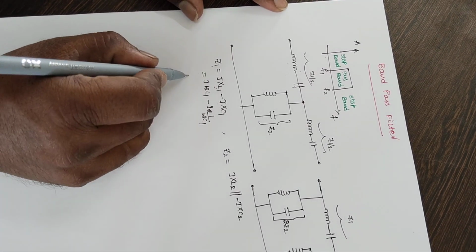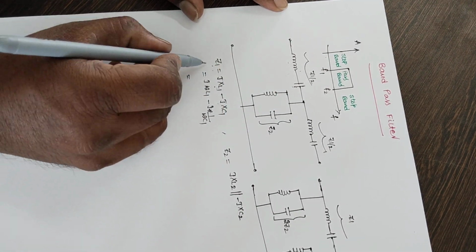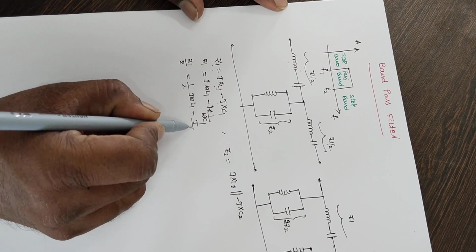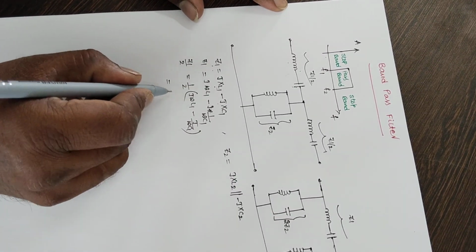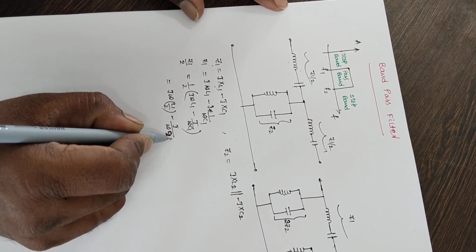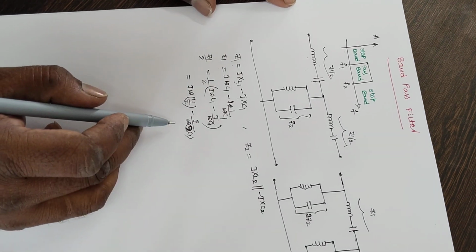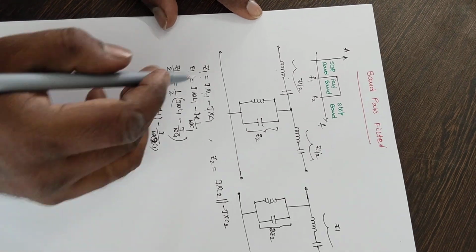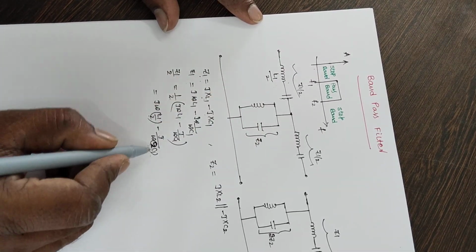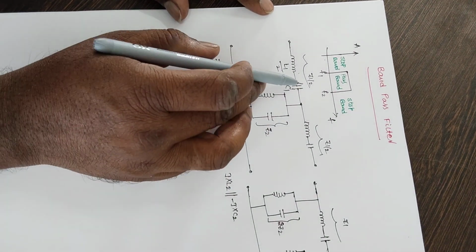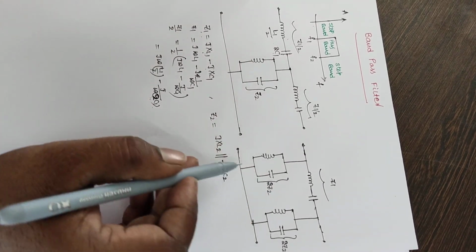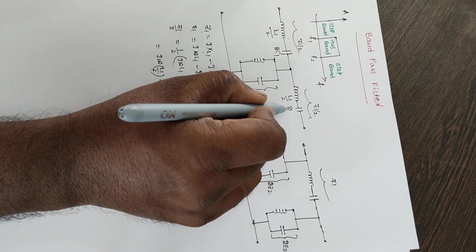Now if I write jXL1 as j omega L1 minus j into 1 by omega C1, then Z1 by 2 is equal to 1 by 2 into j omega L1 minus j into 1 by omega C1. I can rewrite this as j omega into L1 by 2 minus j into 1 by omega into 2C1. That means the inductance is not L1 but L1 by 2, and the capacitance is not C1 but 2C1. If I divide the impedance by 2, the inductance becomes half and the capacitance is doubled. Similarly, here also it is L1 by 2 and 2C1.